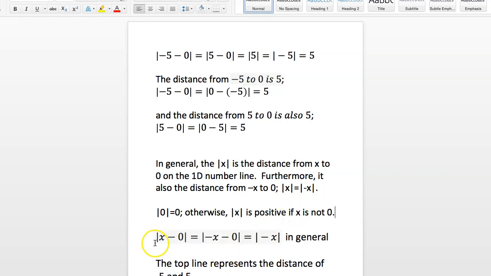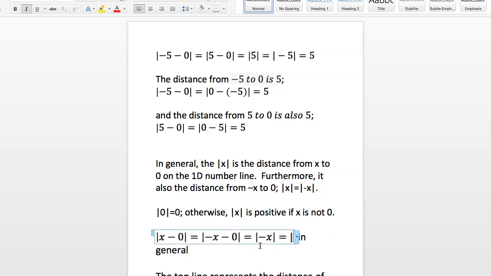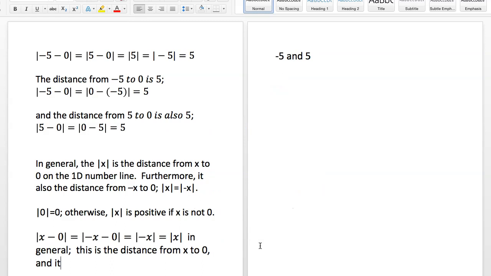Now the absolute value of x minus 0 is the same thing as the absolute value of neg x minus 0, which is the same thing as the absolute value of neg x, which is the same thing as the absolute value of x in general. And this is the distance from x to 0. It is also the distance from x to 0 and from neg x to 0.